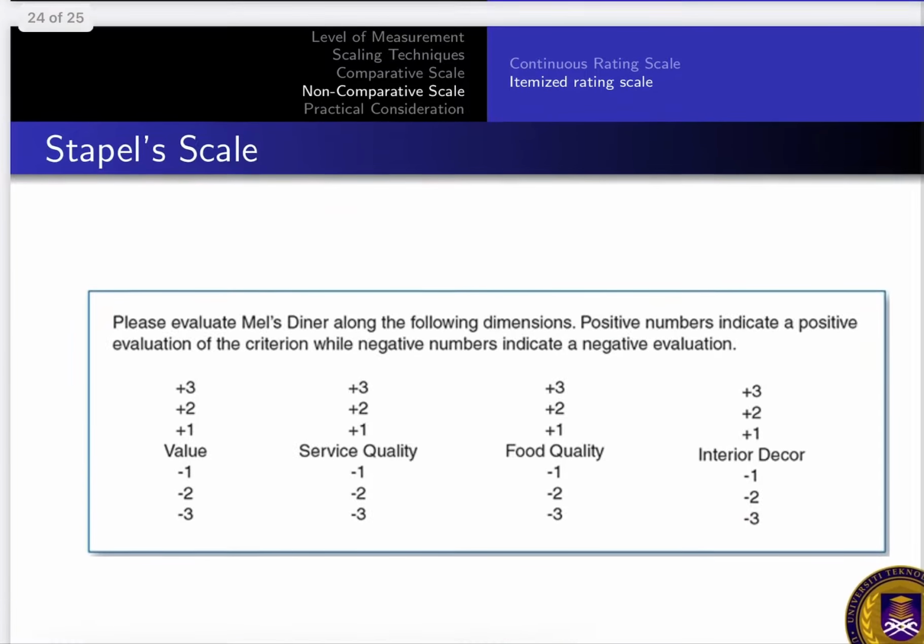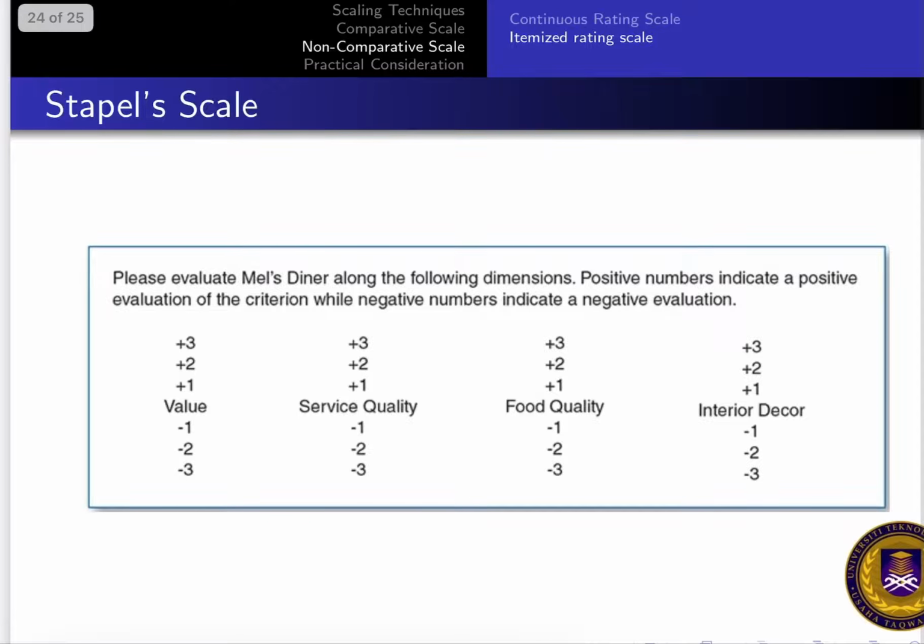This is an example of the Stapel scale. Please evaluate Mel's dinner along the following dimensions. A positive number indicates a positive evaluation of the criterion, while a negative number indicates a negative evaluation. Let's say the first dimension is value. Negative means a negative evaluation. If you choose, let's say, positive 2, that is a positive evaluation, and it can measure the degree of the negative and the positive.